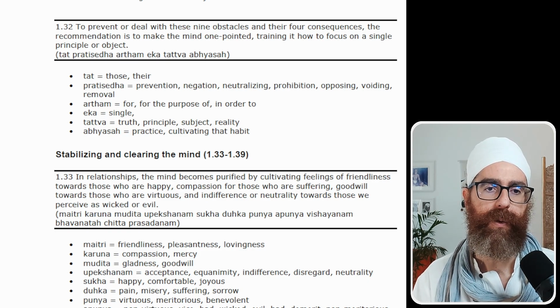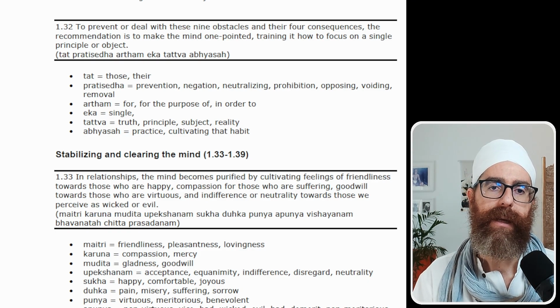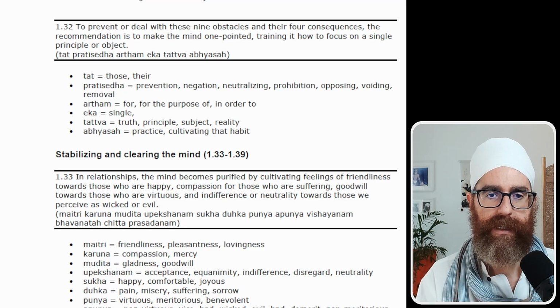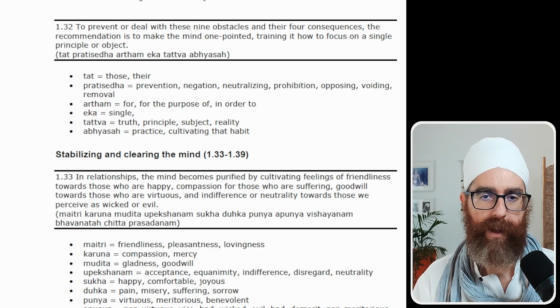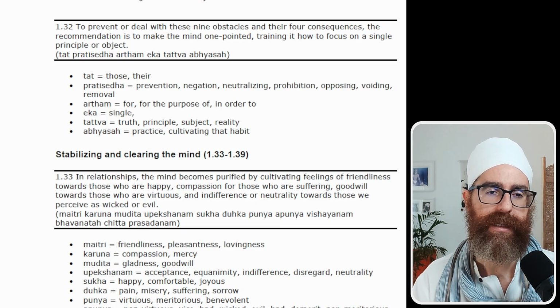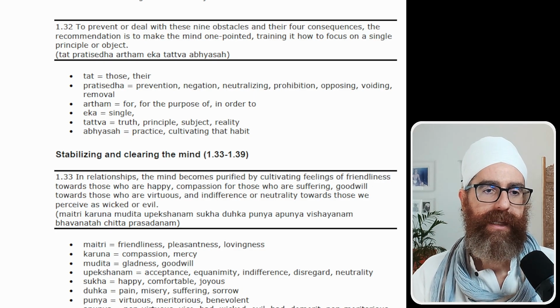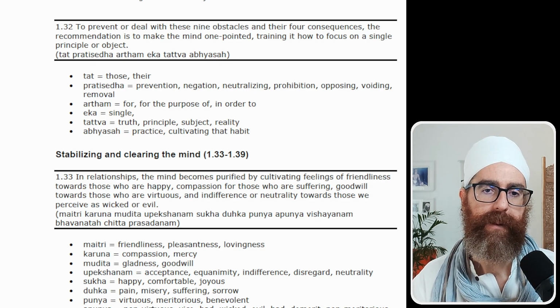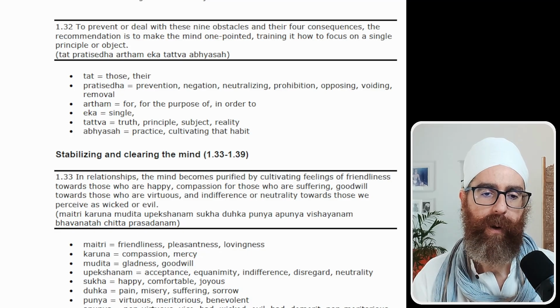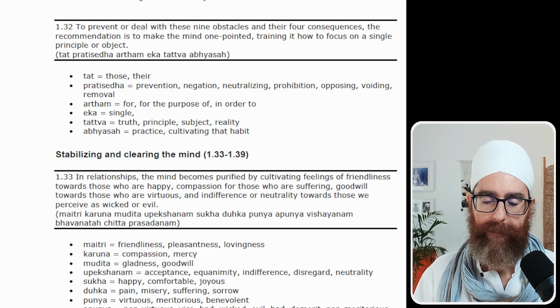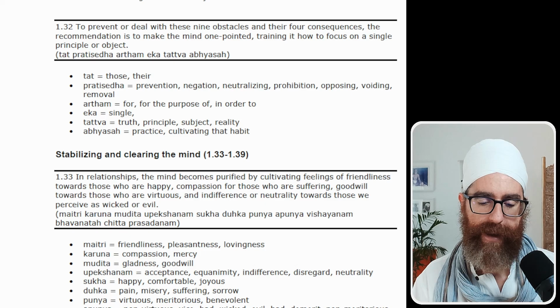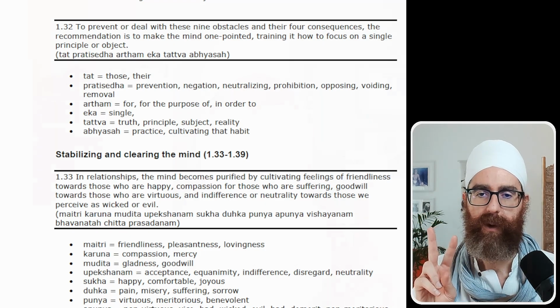Let's go on, 1.32. So to prevent and deal with these 9 obstacles and the 4 consequences, the recommendation is to make the mind one-pointed, training it how to focus on a single principle or object. All right? So, tat pratisedha artam eka tattva abhyasa. Abhyasa, we go back to abhyasa. If you remember a few sutras ago, we were talking about the 2 most important components when we are dealing with the mind and with our practice in general. Actually, our practice is one of them. That's the abhyasa, and the other is the vairagya.